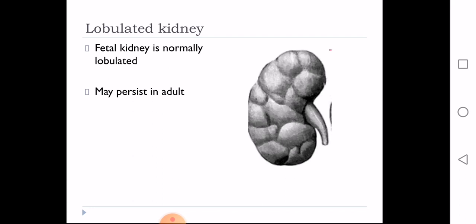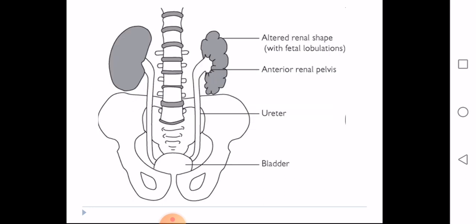This is a lobulated kidney. Fetal kidneys are normally lobulated, and in certain adults this lobulation may persist. Normally we don't see lobulations in the adult kidney, but sometimes this lobulated pattern may persist in adults. Functionally, no problem. Just the shape is different, that's all. Look on the left side.